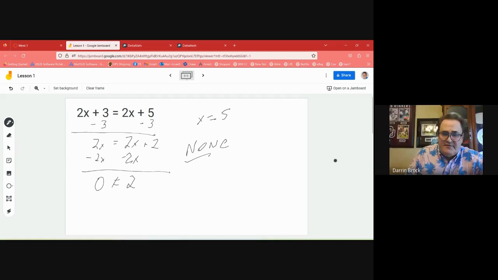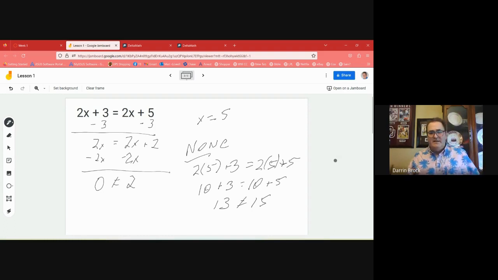So let's try 5. 2 times (5 plus 3) equals 2 times 5, plus 5. 2 times 5 is 10, plus 3 equals 2 times 5 is 10, plus 5. 10 plus 3 is 13. 10 plus 5 is 15. 13 does not equal 15. That is not a solution.